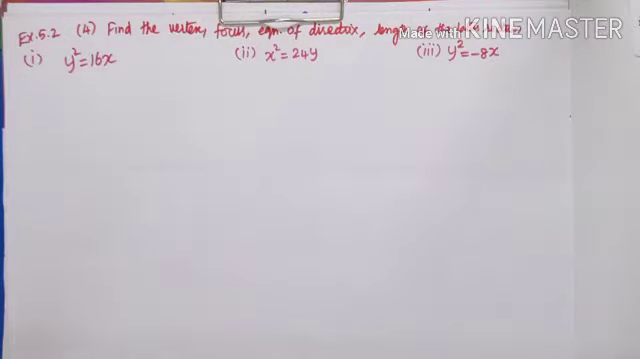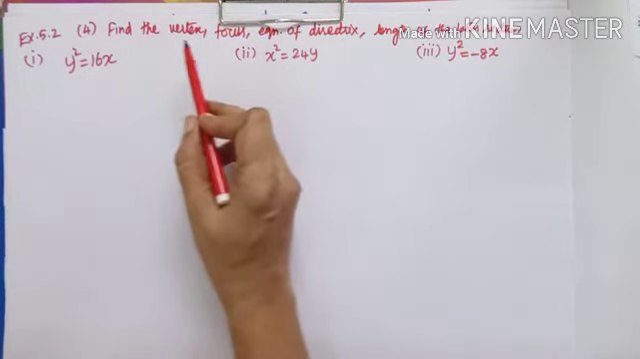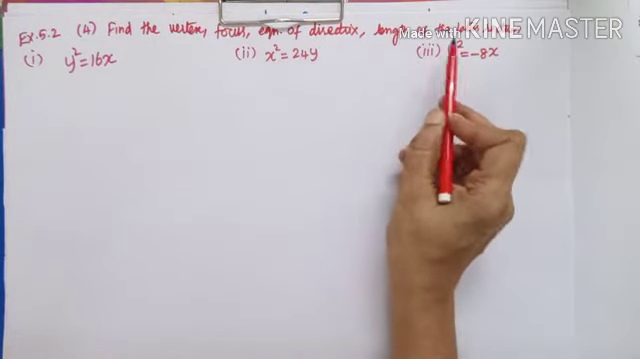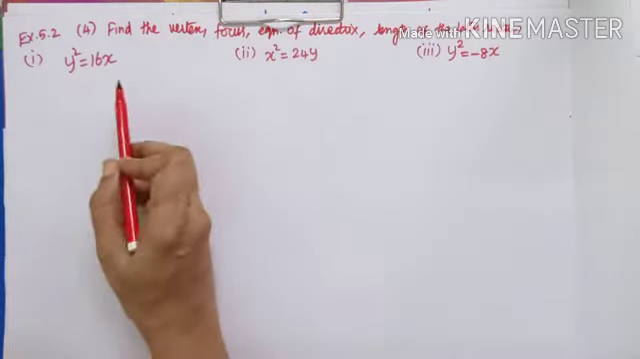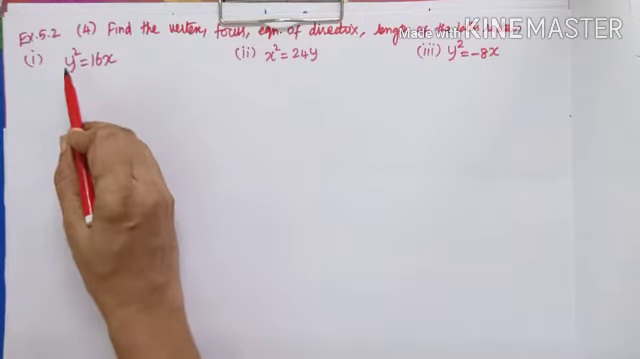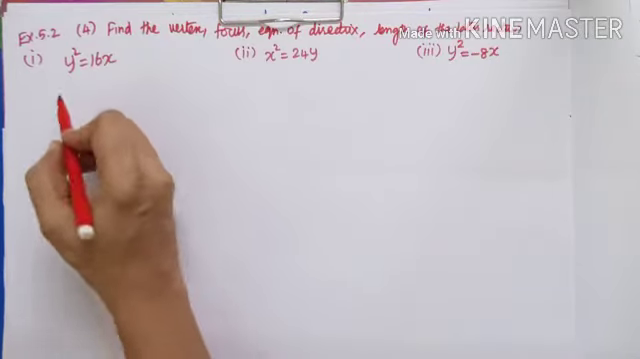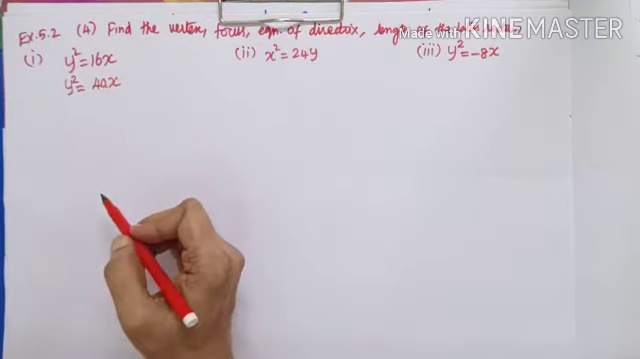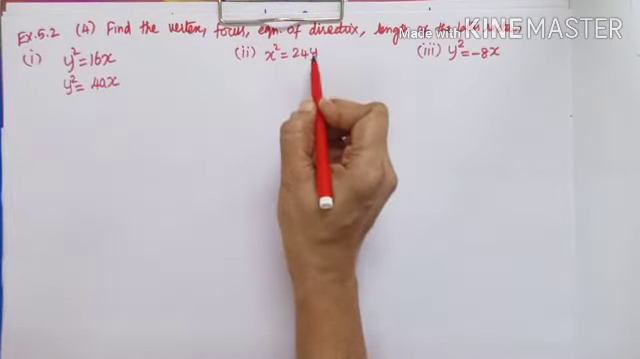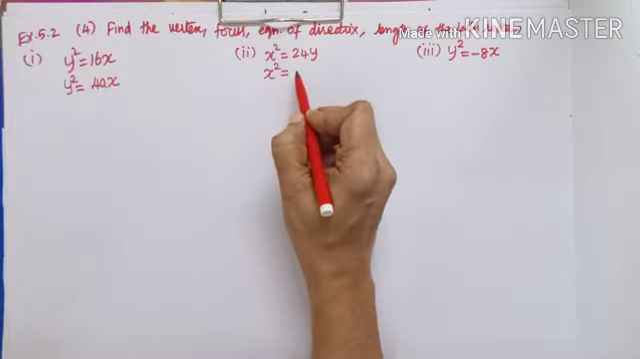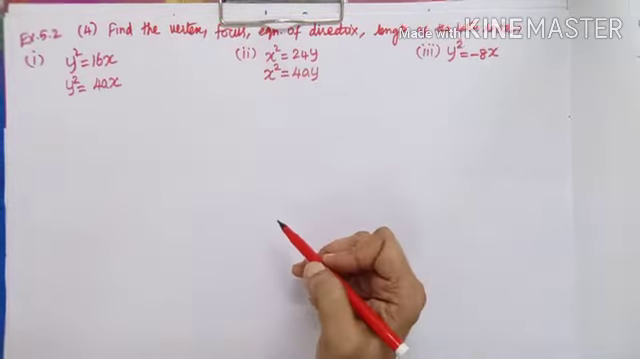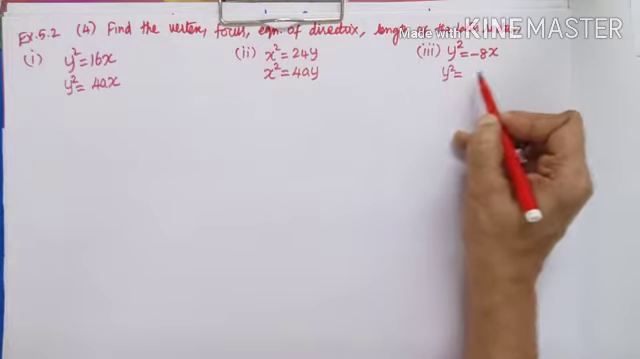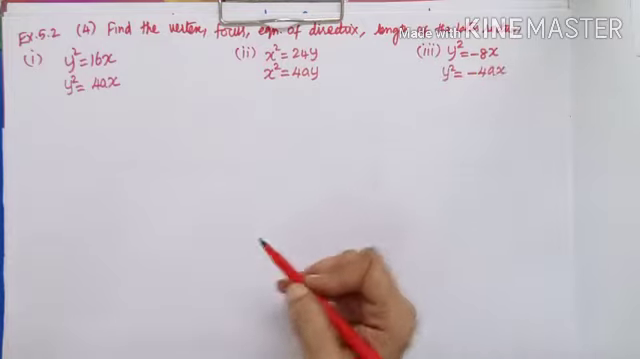Exercise 5.2, question number 4. Find the vertex, focus, equation of directrix and length of the latus rectum for the following parabolas. Given y square equals 16x. Compare it with y square equals 4ax. Given x square equals 24y. Compare with x square equals 4ay. Given y square equals minus 8x. Compare with y square equals minus 4ax.